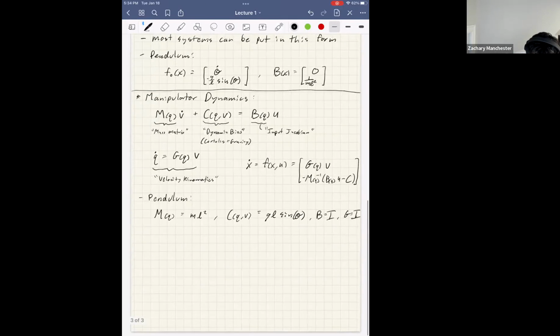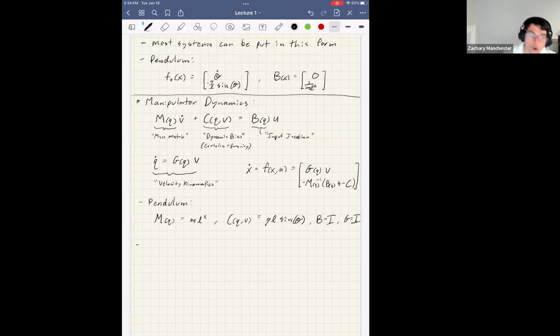All right, and the last note on this is that every mechanical system you'll encounter, so pretty much every robot, can be written in this form, the manipulator form. So this shows up all the time, super useful. Does anyone know why that's true?